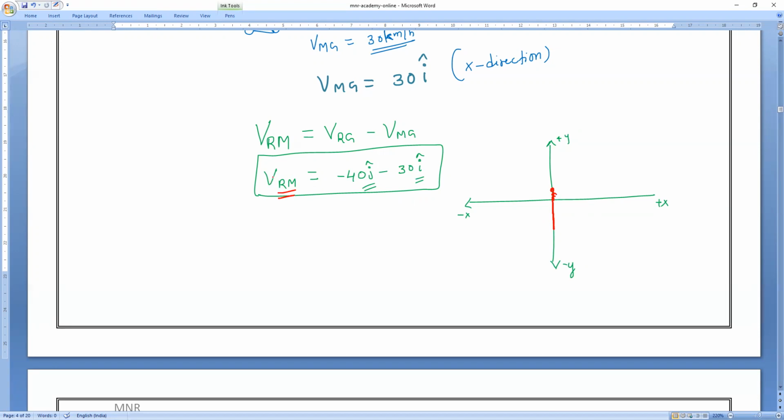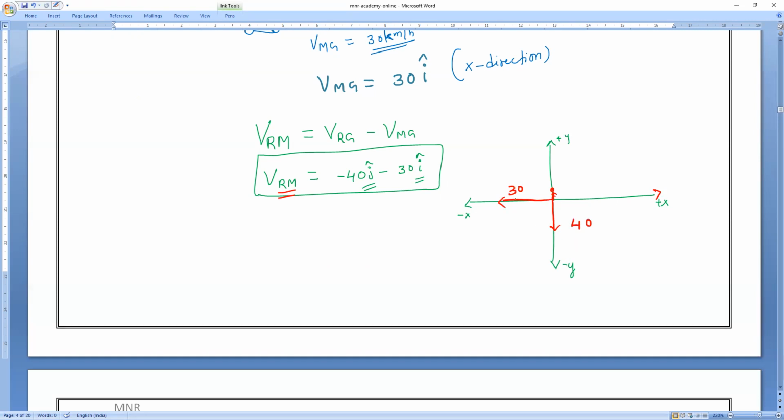The relative velocity of rain with respect to man is acting first in the downward direction. So what is that actually? 40. Is it okay, guys? Yes, minus y. Next, minus 30. Minus 30 means what? This side or this side? Left, this side. Is it okay? What is the magnitude of that? The magnitude of this is 30 and this is 40.